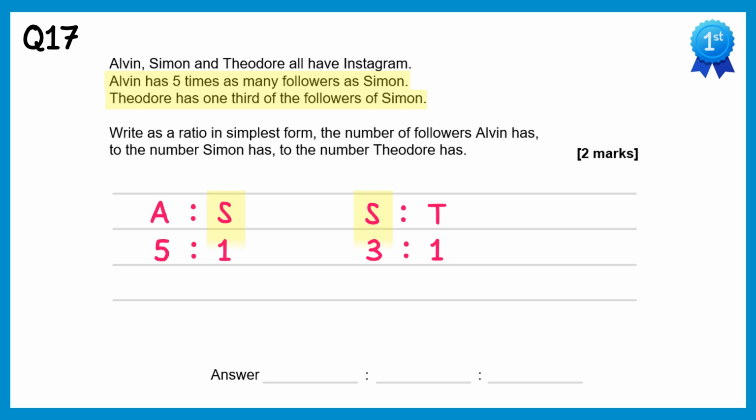Now notice that Simon is in both of these ratios, but the numbers are different. In the first ratio it's 1, and in the second ratio it's 3. If we rewrite one of the ratios so they both match, we've nearly finished the question. So I'm going to rewrite the first ratio so that Simon has 3. To do this, I multiply both sides of the ratio by 3. 5 times 3 is 15, and 1 times 3 is 3. Now that Simon has 3 in both of these ratios, we can see the answer. Alvin is 15, Simon is 3, and Theodore is 1.